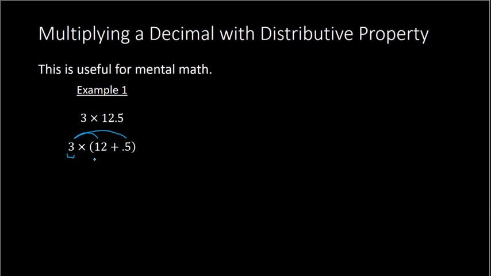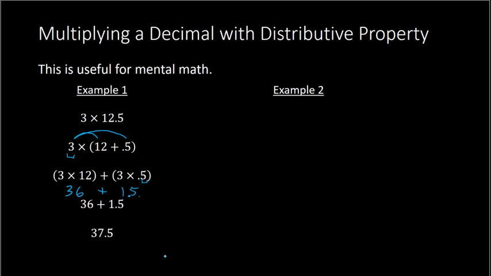So that is our distributive property. We multiply the 3 by both parts. So 3 times 12 plus 3 times 0.5. Well, 3 times 12 is 36. And then 3 times 0.5, we do 3 times 5 to get 15. There's one digit here after the decimal point. So that means we move the decimal point 1 place to the left, which gives us 1.5. So we have 36 plus 1.5, which would give 37.5, and that is our solution.